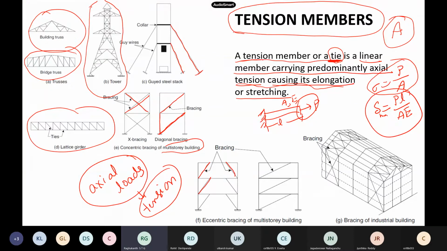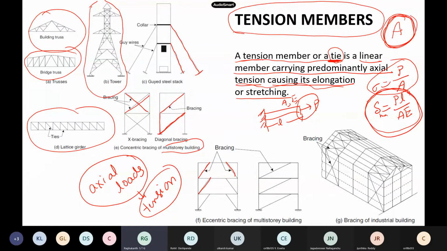Like last class, we have seen those problems. Polar moment of inertia will come when there is torsion. So in tension members, the area is the most important design variable. And the maximum elongation of a tension member is also given by PL by AE itself.